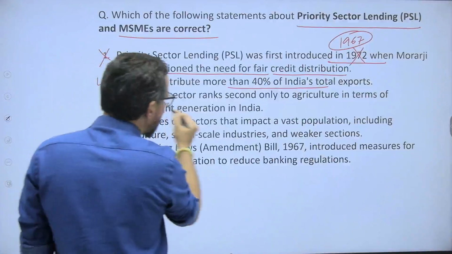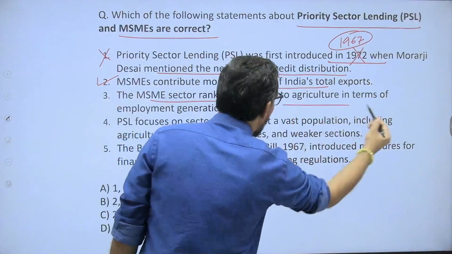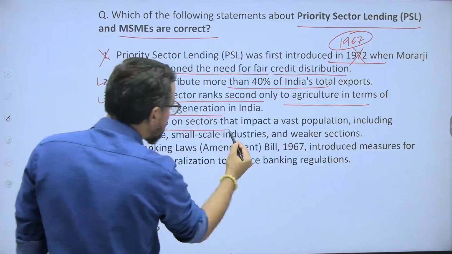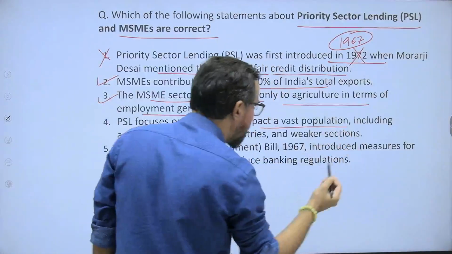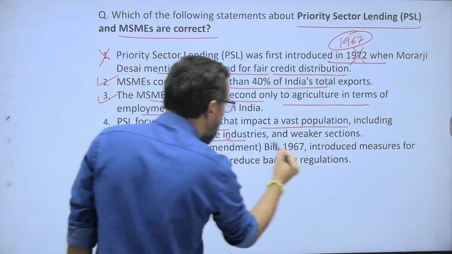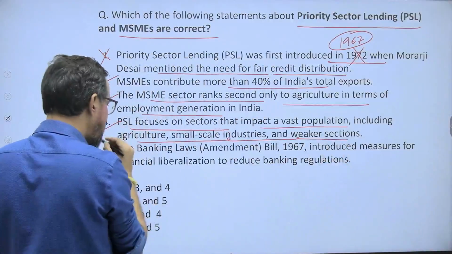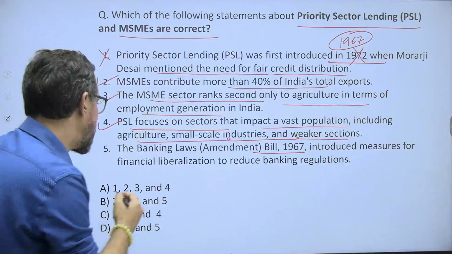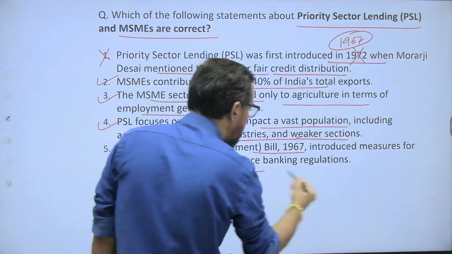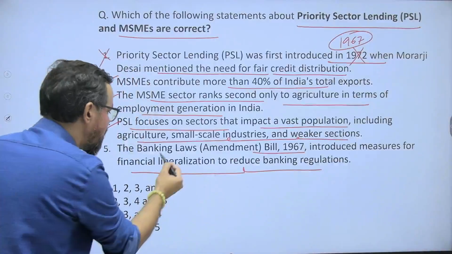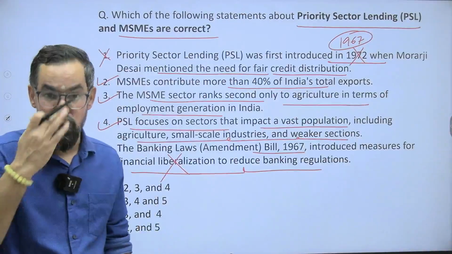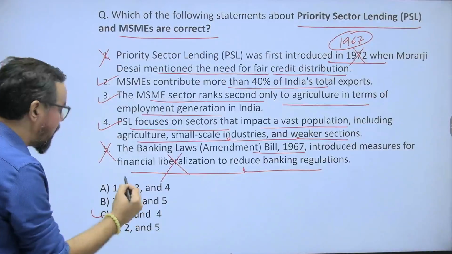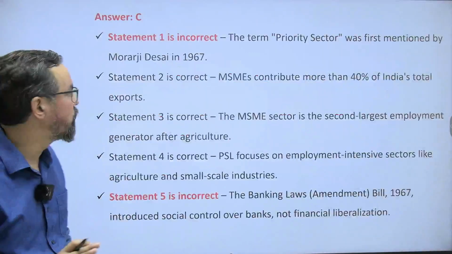MSME contributes more than 40% of India's total export: true. The MSME sector ranks second only after agriculture in terms of employment generation. PSL focuses on sectors that impact a vast population, including agriculture, small scale and weaker sections: true. The Banking Law Amendments Bill 1967 introduced measures for financial liberalization to reduce... No, it is not about financial liberalization. It is around the inclusion of social areas and all. So this is also wrong. So 2, 3, 4 means option C should be the right answer for this particular one.